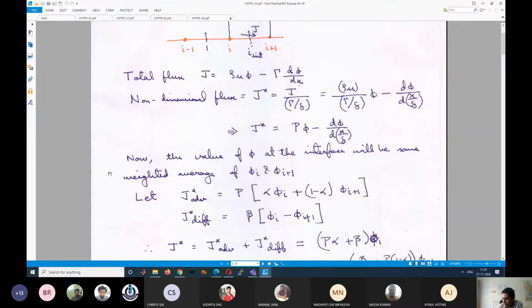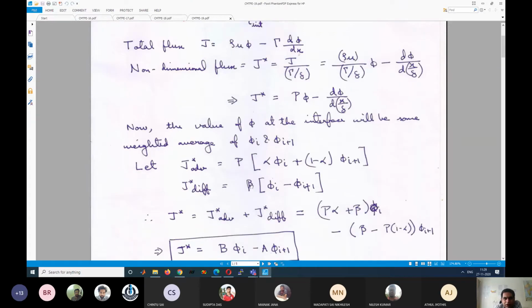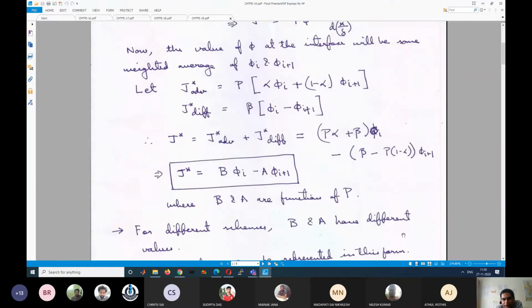So let us continue. Otherwise, then the total flux is J star advective plus J star diffusive in non-dimensional form. So you just add these two things. Okay, and phi I terms you take common, and phi I plus 1 terms you take common. So in the phi I terms, I have P into alpha plus beta, P alpha plus beta into phi I. And in the phi I plus 1 terms, if I take a negative sign, I have beta minus P into 1 minus alpha, minus beta minus P 1 minus alpha, phi I plus 1.